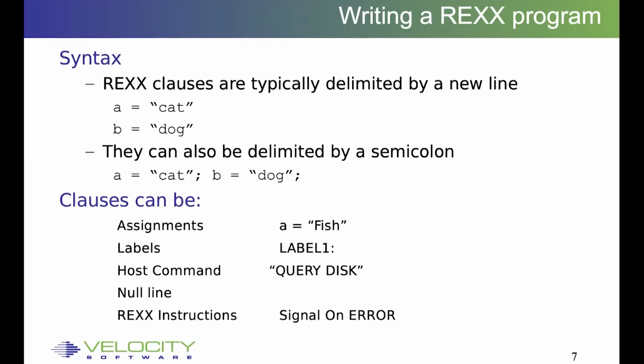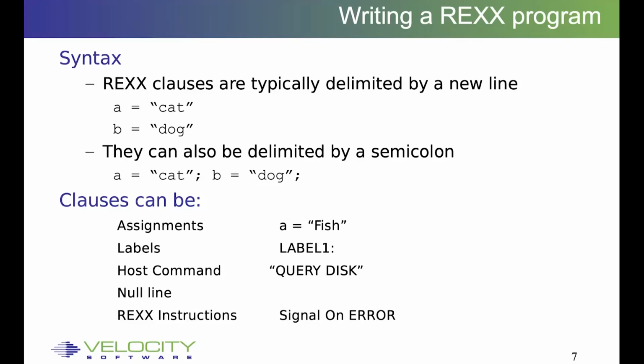REXX clauses are typically delimited by a new line. A clause is a statement. So an assignment like these two, A equals cat, B equals dog, those are considered clauses, and they can appear on separate lines in the file. They can also be delimited by a semicolon on the same line. So if you want to string out a set of clauses, you can do so, but separate them by semicolons. A semicolon at the end of the line is perfectly acceptable. Some languages require it. REXX does not.